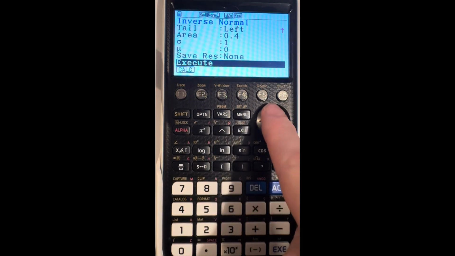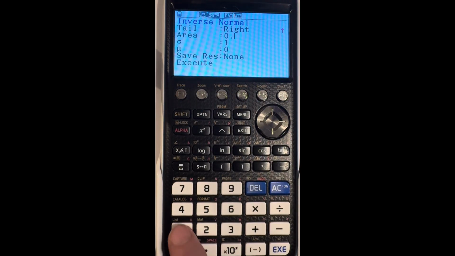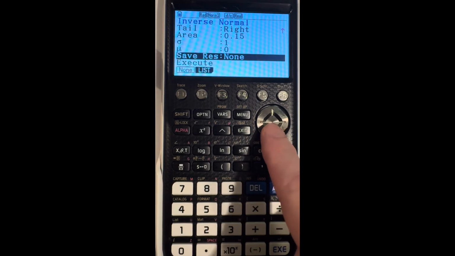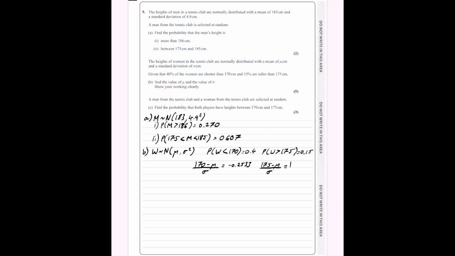Then for the one larger than 0.15, I'll jump back to my GDC. This time I'm going to set the tail going to the right. I set the area as 0.15. And if I execute that, it gives me a z value 1.0364, etc., etc.